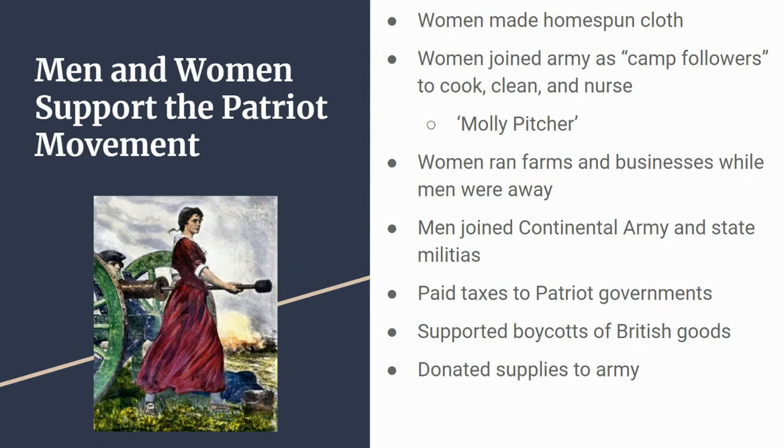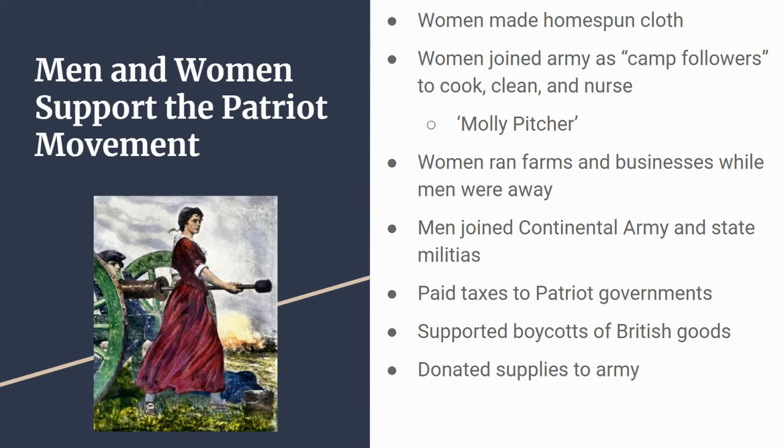And now let's keep talking about more. How did they do this a little bit more specifically? How did men and women support the patriot movement? Well, we talked about this previously, but women were making a lot of cloth themselves. So that was the idea that people would buy the colonists' cloth instead of buying the cloth made in Britain.